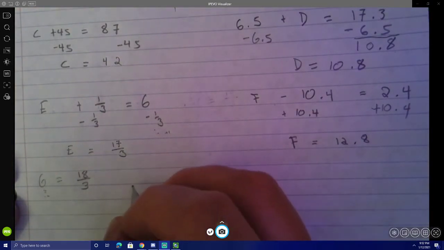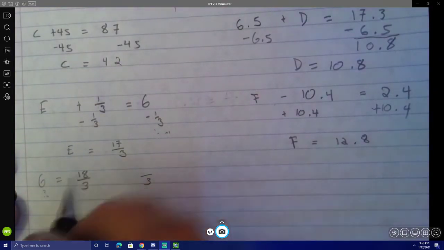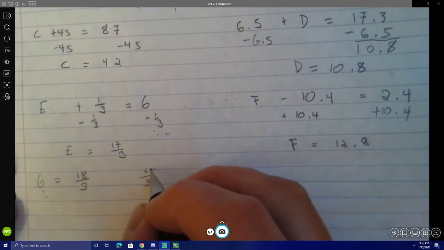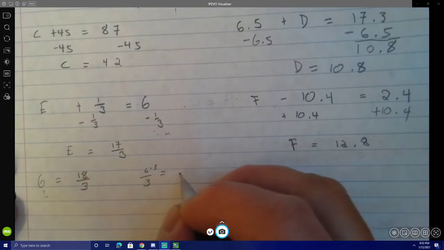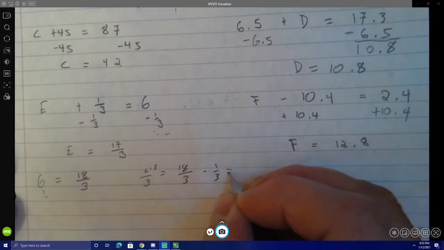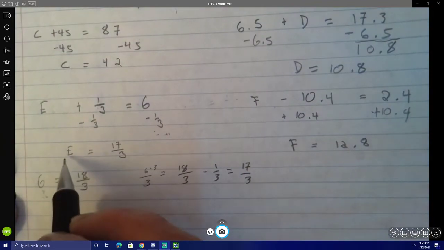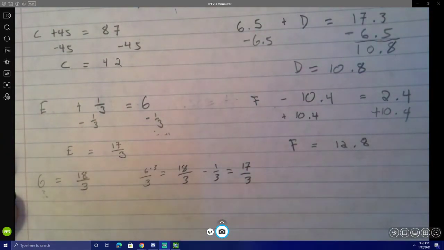The way I did that is I put an imaginary 3 underneath my 6, and then I knew if I was putting a denominator of 3, I would also have to multiply the top by 3. That would leave me with 18/3. I know 18/3 minus 1/3 is then equal to 17/3. Therefore, that's how I got my value of e is equal to 17/3.